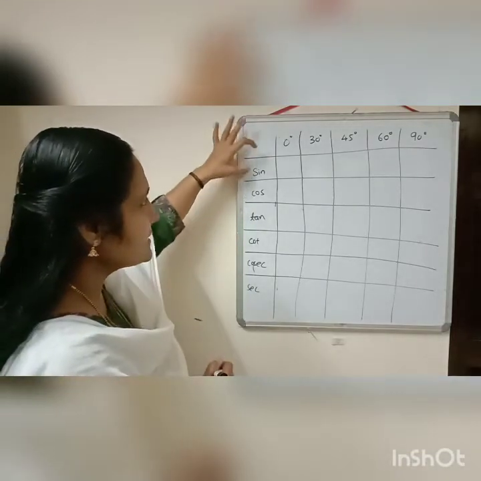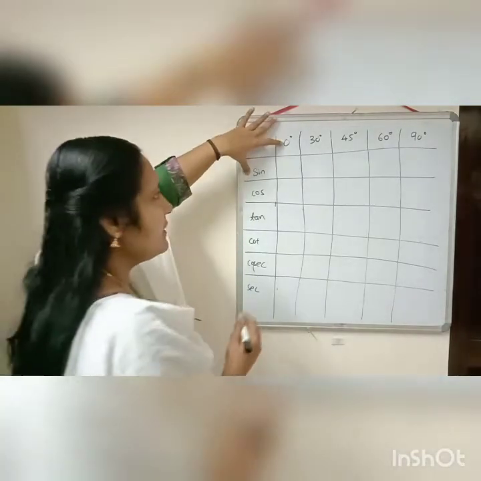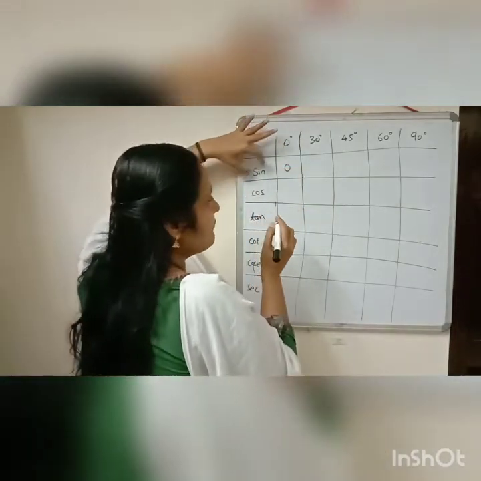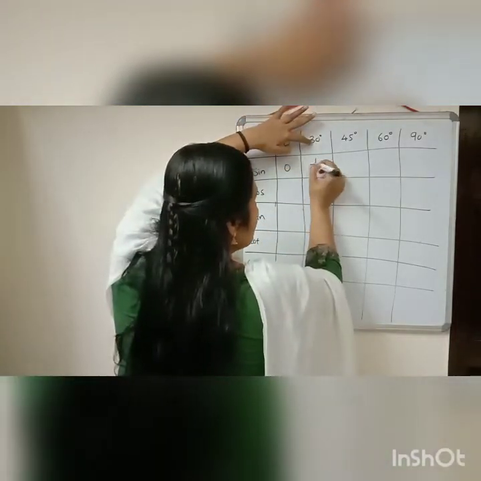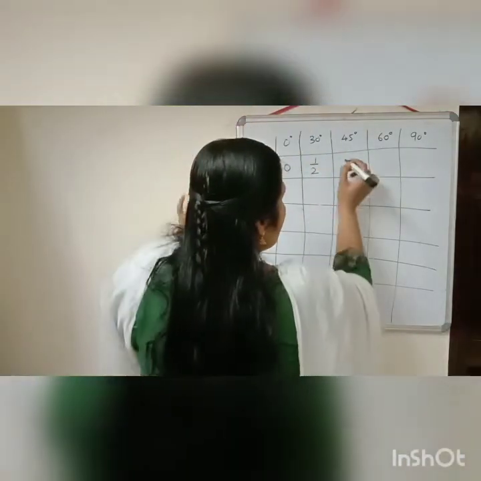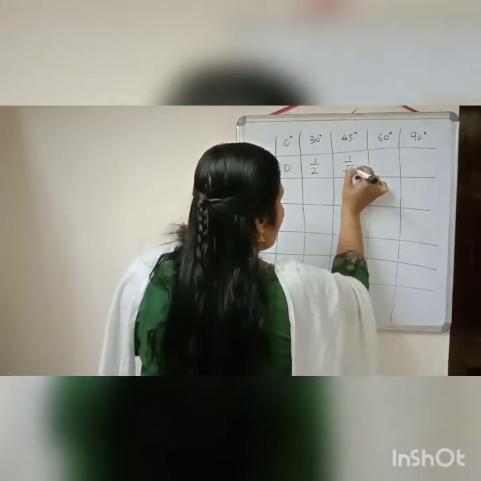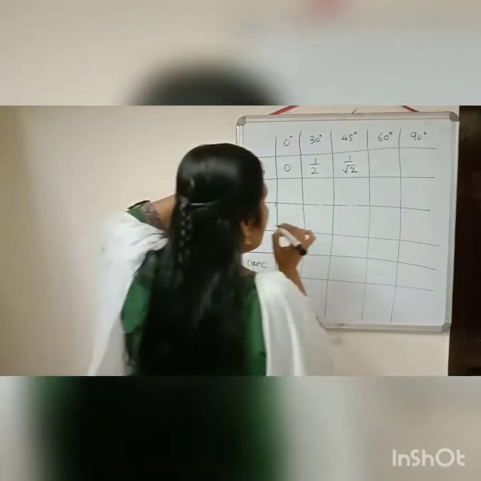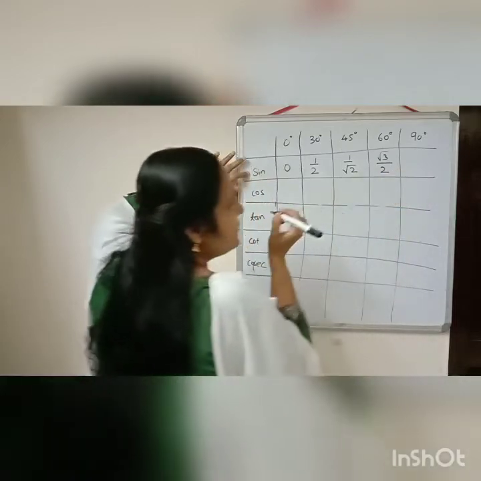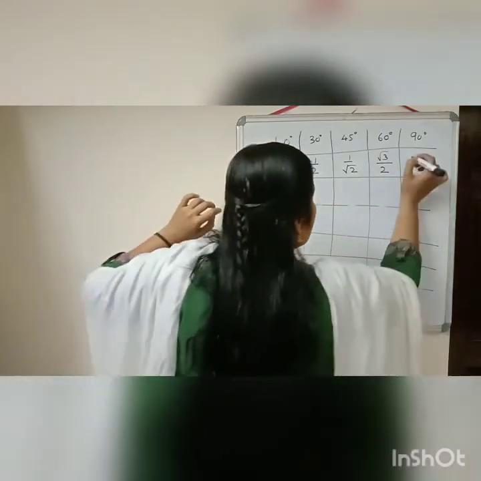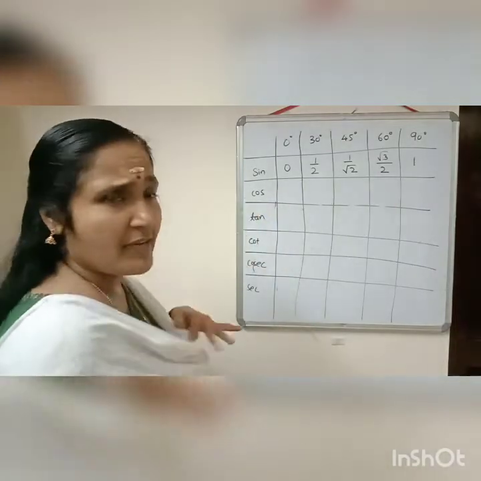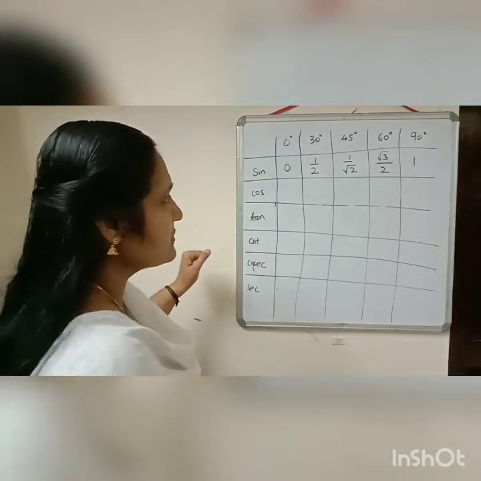Sine, first it is sine 0 degree, and we know sine 0 degree is 0. Then we have calculated sine 30 degree is equal to 1 by 2. Then sine 45 degree is equal to 1 by root 2. Sine 60 degree is equal to root 3 by 2. And then sine 90 degree is equal to 1. This one we have calculated, and we wrote for cos also.